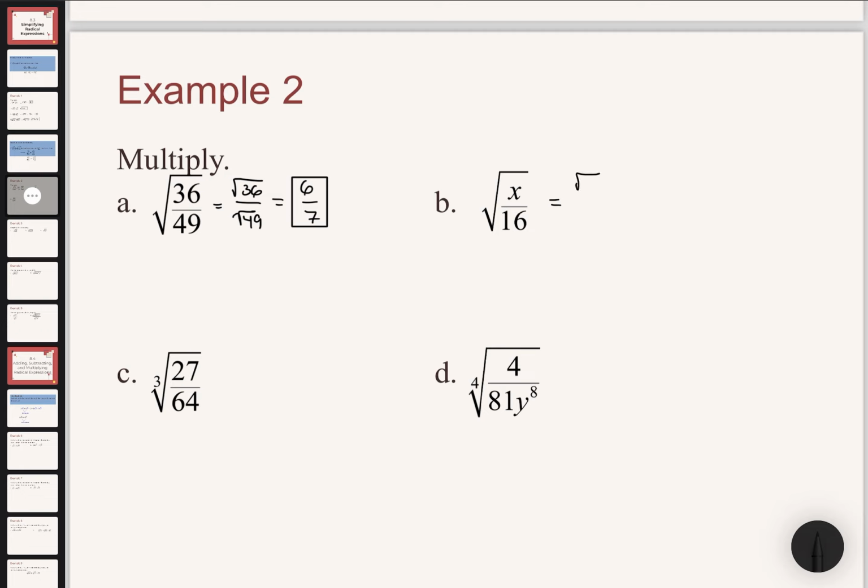All right, for this next one, let's split these up. I have radical x over radical 16. Can I simplify that at all? Radical x has to stay as it is, but root 16, that's the same thing as just 4.